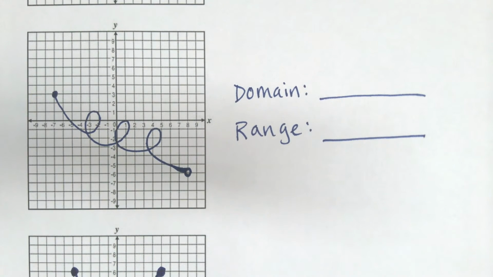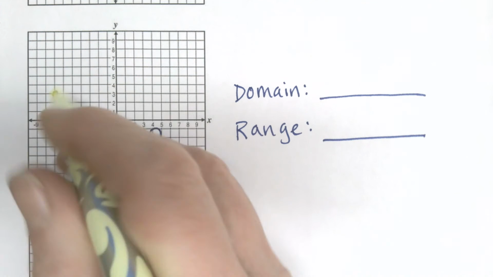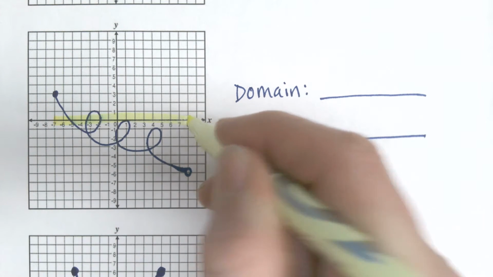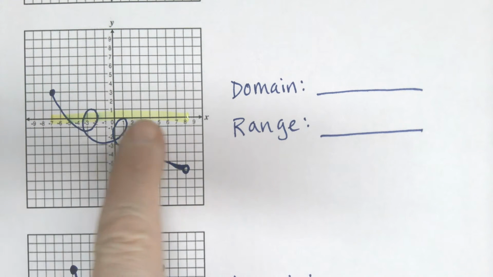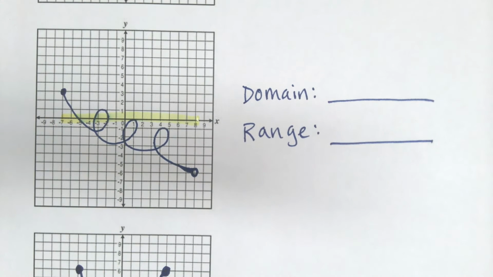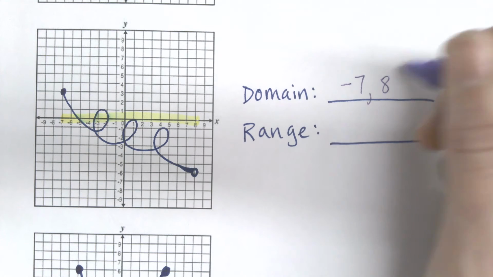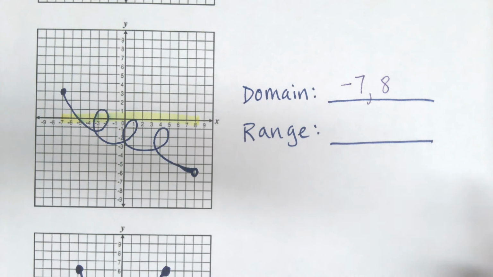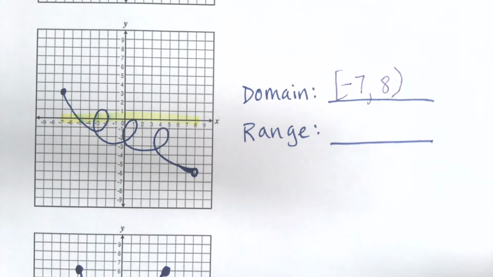When I look at my next picture, again, what I like to do is I go along the x-axis, and I'll eyeball it. This looks like it goes from -7 all the way over here to 8. That's the length of this. It starts at -7 and ends at 8 on the x-axis. That's the length of it. It's closed at -7 and open at 8.